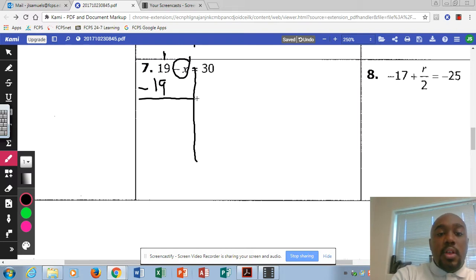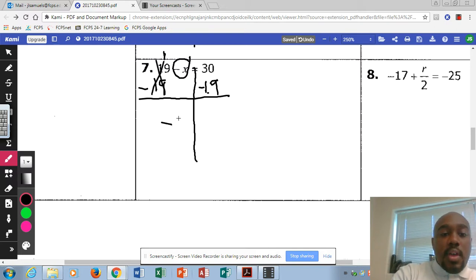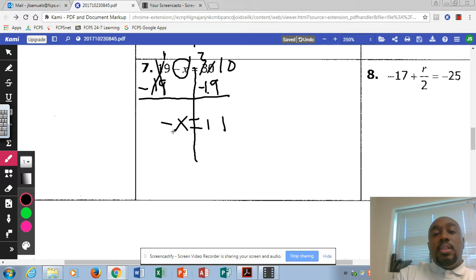The golden rule in algebra is what we do to one side, we have to do to the other. Now these two cancel out, which is exactly what we want, so we have negative x left on this side. Next, we subtract 19 from this side. Let's do our borrow. We get 2, this is 10, and 10 minus 9 is 1, and 2 minus 1 is 1. So we get negative x equals 11.